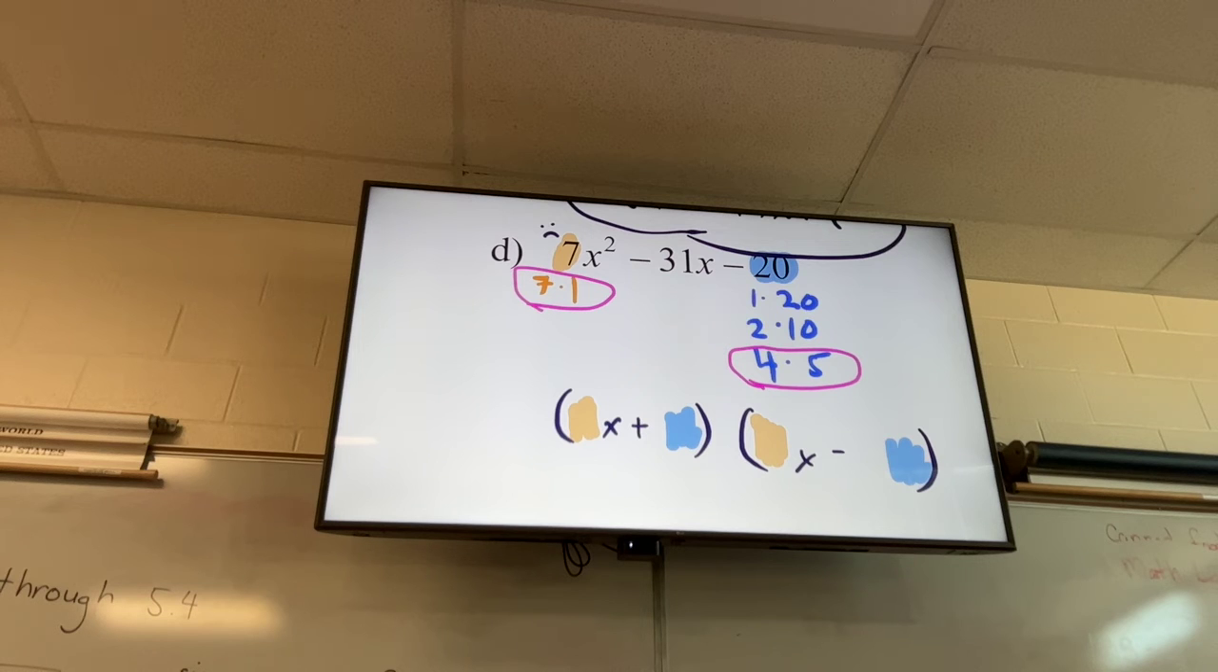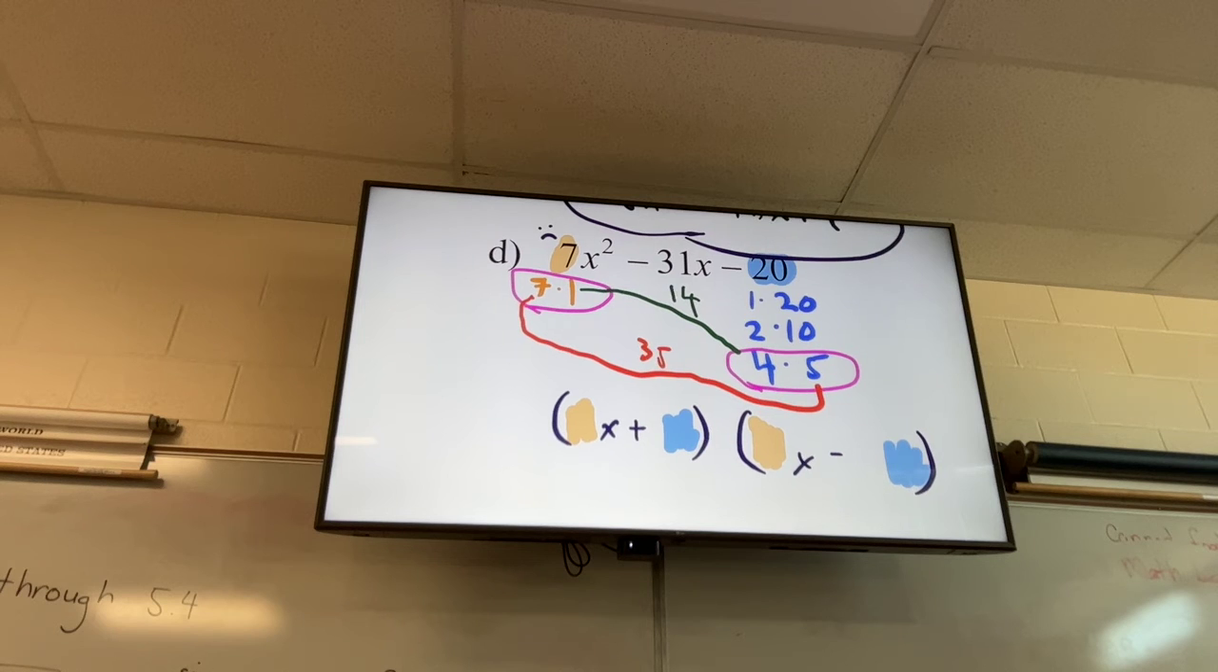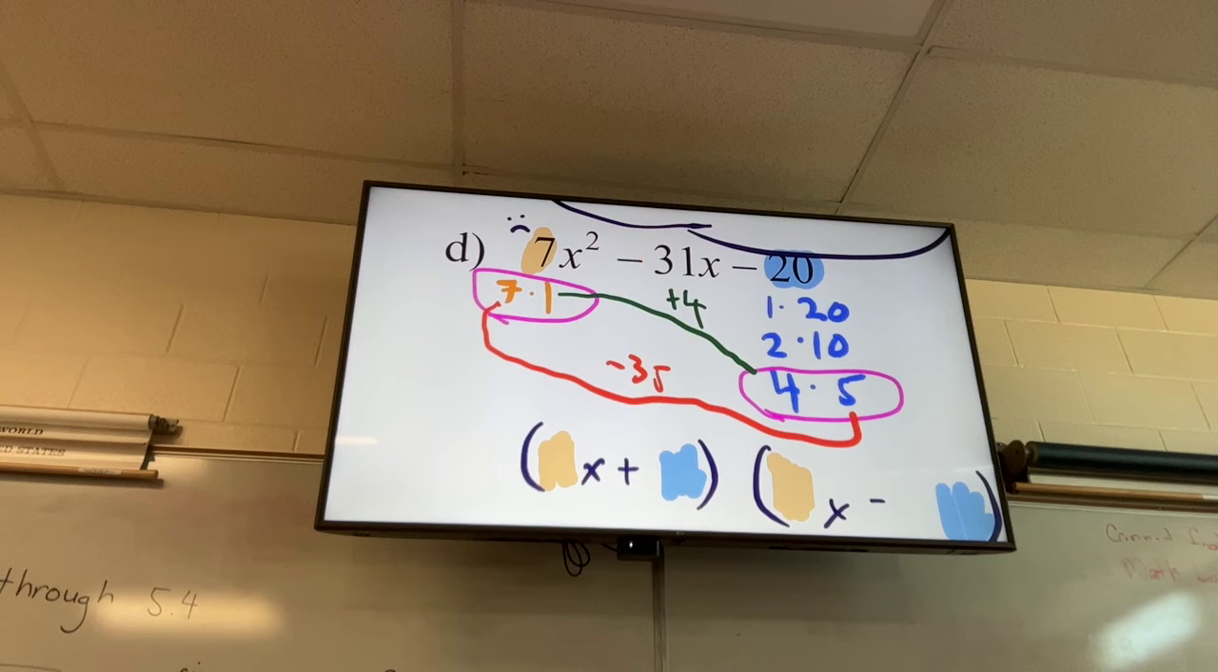Okay, so we need to make sure we put everything in the right spot. So let's connect my outer numbers, they multiply to 35. Let's connect those inner numbers, they multiply to 4. Do we need the 35 or the 4 to be positive? We need the 4 to be positive. How do we know the 4 needs to be positive and the 35 needs to be negative? Yeah, we need to have that negative left over in the middle, right?